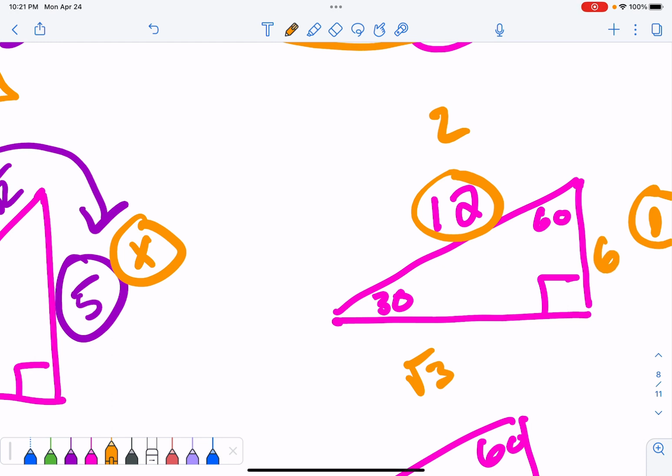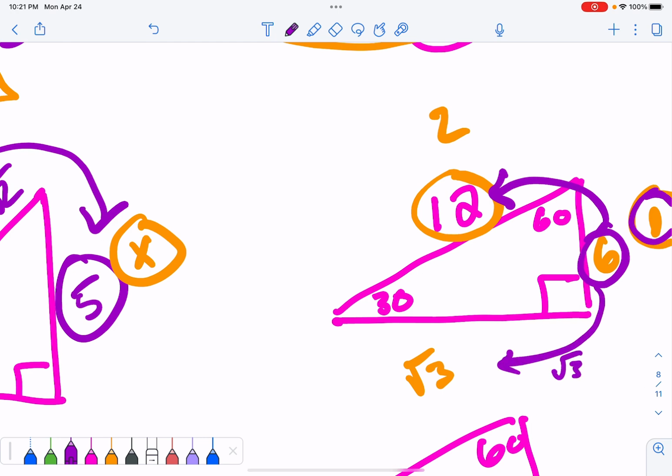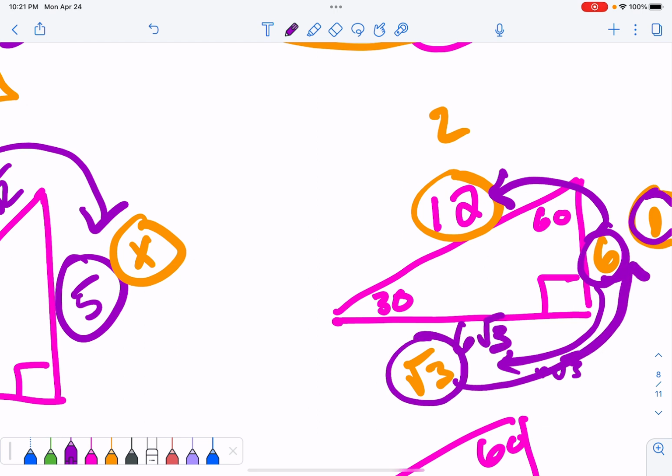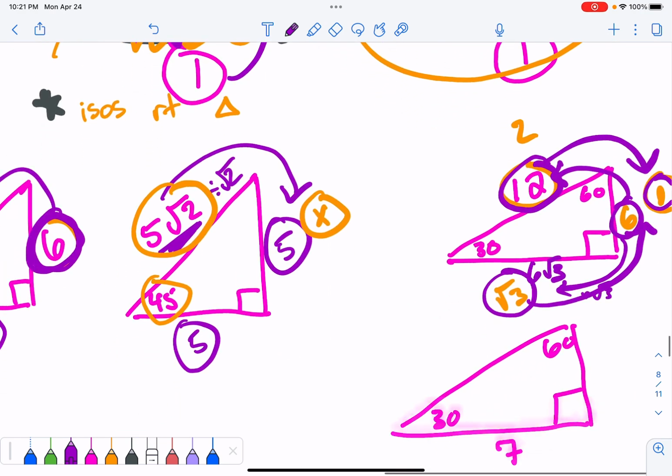Okay, all right, then everything is based off of your 1 side. So if 6 is my 1 side, I double it to get this. I take it times the square root of 3 to get this side. So 6 times the square root of 3 is 6 square roots of 3, okay? If they give me this side and I'm trying to find this one, I divide by the square root of 3. If they give me this side and I'm trying to find this one, I divide by 2. That's just how that works, okay?